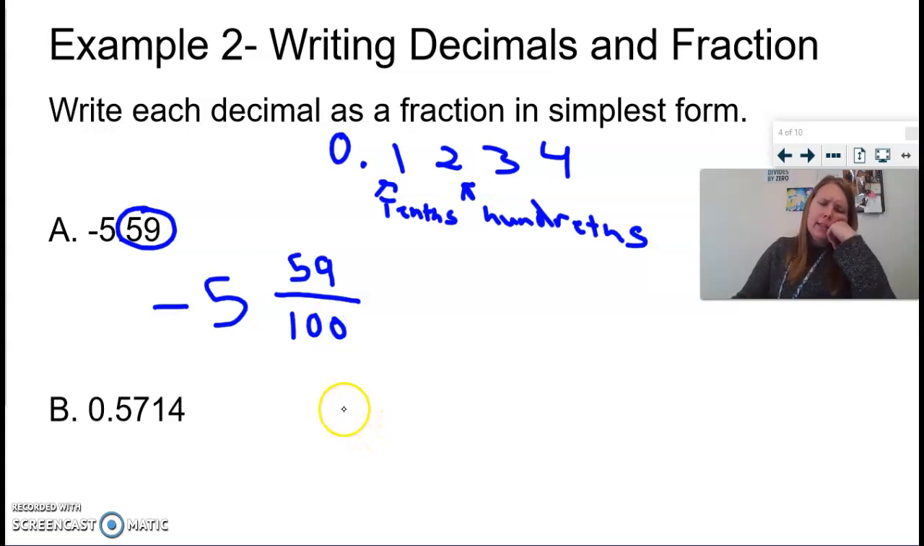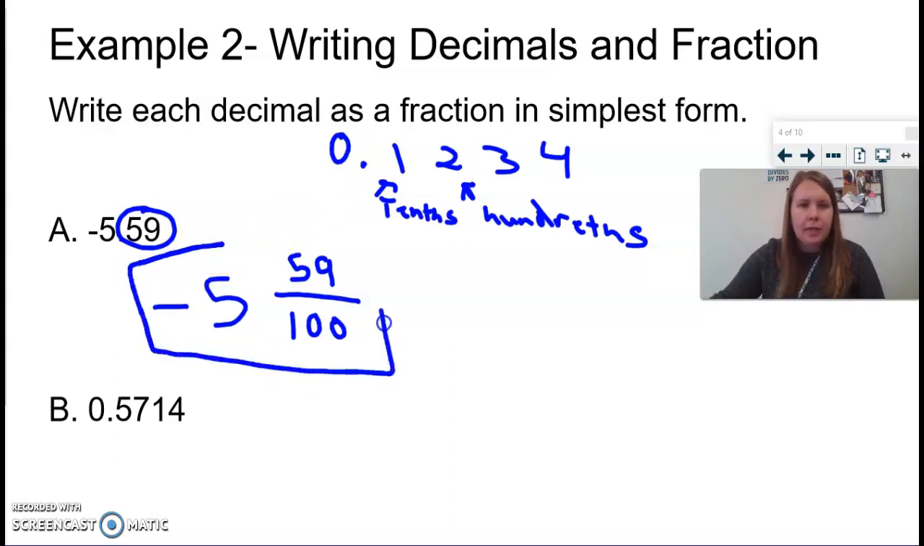Now, if I think about this, I don't think I can divide this by 5. I don't think it works easily with a 3. Is 59 even a prime number? Alexa, is 59 a prime number? Yes, 59 is a prime number, so that means I can only divide it by 59 or itself. And so this is actually the simplest version of my fraction. So here's my answer: negative 5 and 59 hundredths.